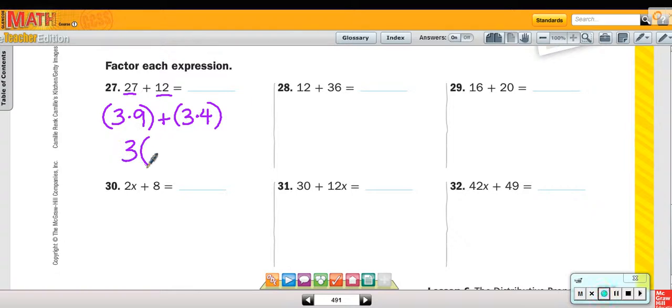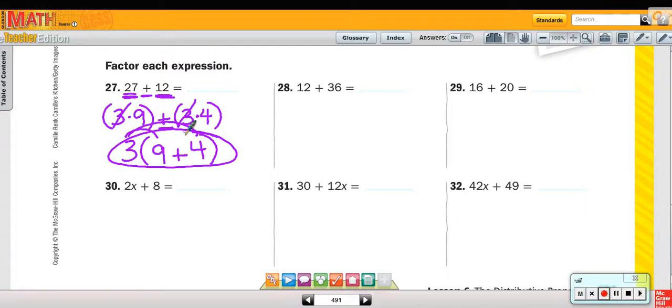If I take out the greatest common factor and remove it to the front of the parentheses, what's left in the inside? 9 plus, because my sign here was plus, right? 9 plus 4. Let's check and see if this actually works. What's 3 times 9? 27, that's what we got there. What's 3 times 4? 12, that's what we started with. So this is correct.